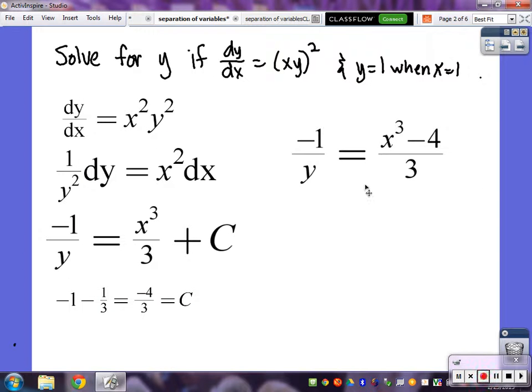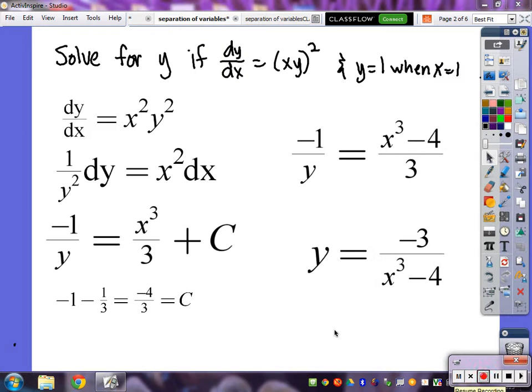And then to solve for y, or to get y by itself, I could just cross multiply. So I would get y times (x cubed minus 4) on the left, and then negative 3 on the right, and then divide by x cubed minus 4. Or you could just think of it as multiplying both sides by y, and then dividing by (x cubed minus 4) over 3. Either way, your final answer would be y equals negative 3 over (x cubed minus 4).